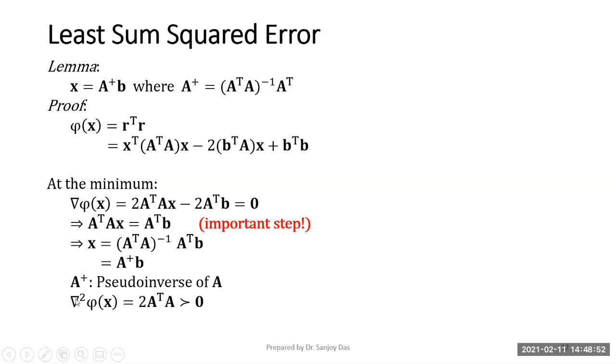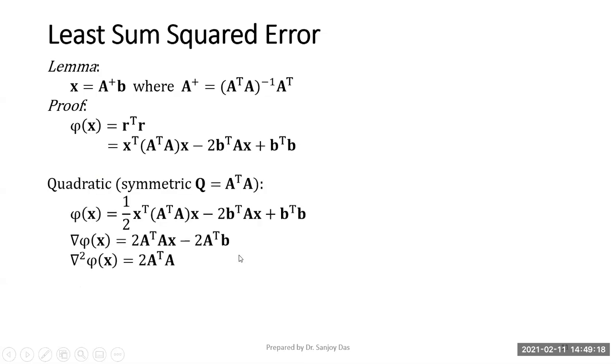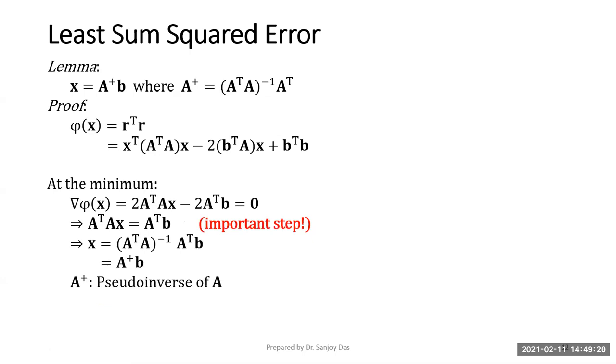Now we have to show that the second derivative, it could be a minimum or a maximum, right? Now the second derivative is A transpose A. Second derivative of this, compare it with the previous slide here. Second derivative of this is Q. And my claim is that this is always a positive definite matrix.